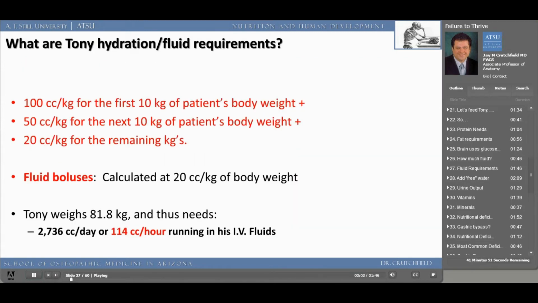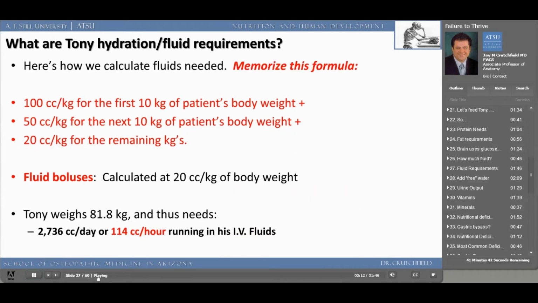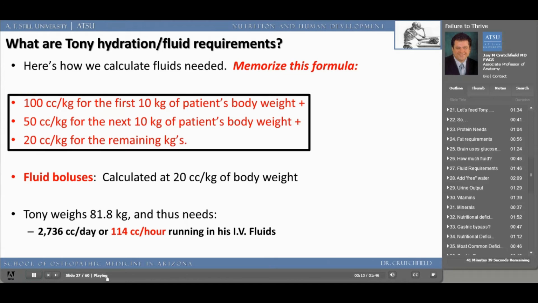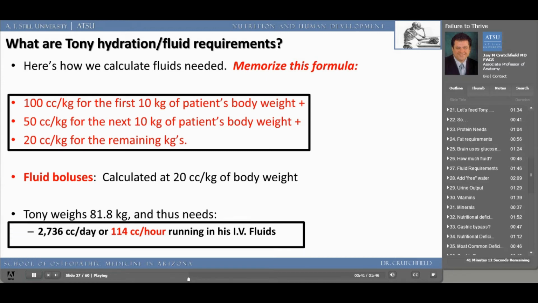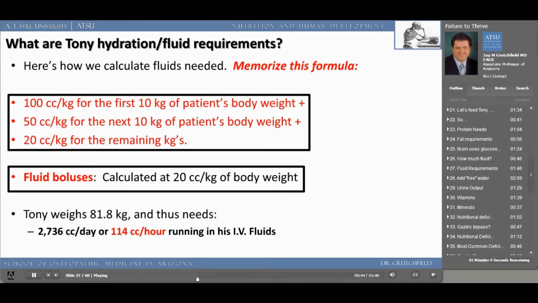Okay, this applies for babies, children, teenagers, and old people. You need to memorize this that's in red. Here's the formulas that we need to calculate how much fluid a patient needs. Here's the way we calculate it. 100 cc's per kilogram for the first 10 kilograms of a patient's body weight. Added to that is 50 cc's per kilogram for the next 10 kilograms, and then 20 cc's per kilogram for the remaining. If we're going to give a fluid bolus, and you need to memorize this, a fluid bolus is usually calculated at 20 cc's per kilogram of body weight.